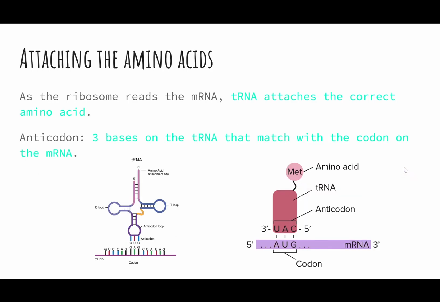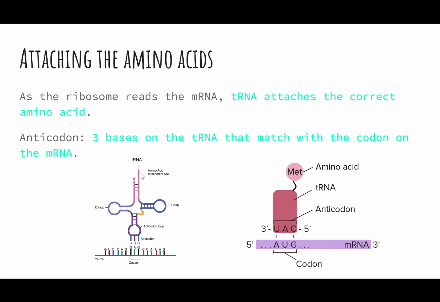All right, once we have this code, we can think about putting everything together. This is when we start thinking about the tRNA that I mentioned in the previous video. The ribosome is reading the mRNA, the messenger RNA. Now the tRNA, where the T stands for transfer, is going to attach the correct amino acid. The tRNAs are floating around the cell in the cytoplasm, and they're all holding an amino acid at the end here.